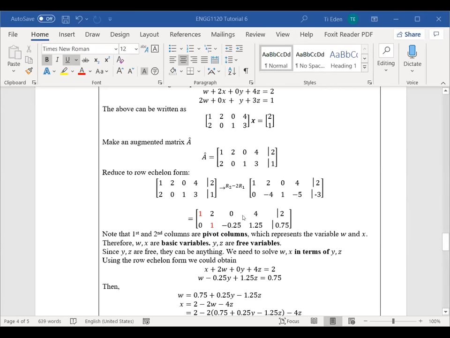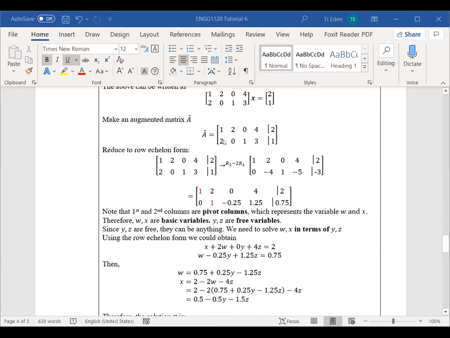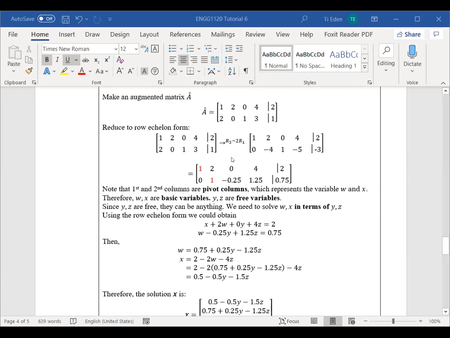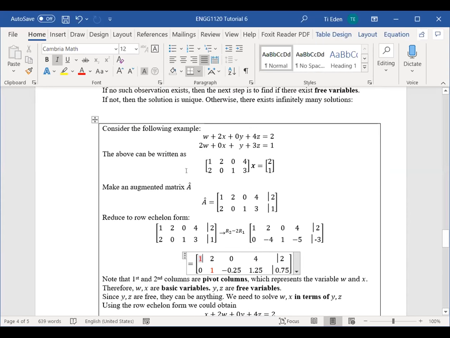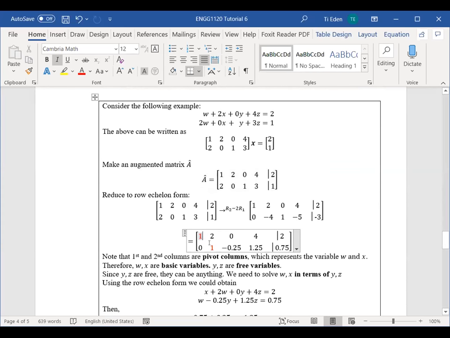If you follow the example, you construct an augmented matrix and reduce it to row echelon form. After you reduce it, as you can see, the red color represents the pivot, which means the first non-zero entry. Because the pivots are in the first and second columns, which correspond to the variables W and X, W and X are fixed as basic variables. They have to be determined by the system. Y and Z are not in the pivot columns, because there is no pivot in the third and fourth columns, so Y and Z are free variables.